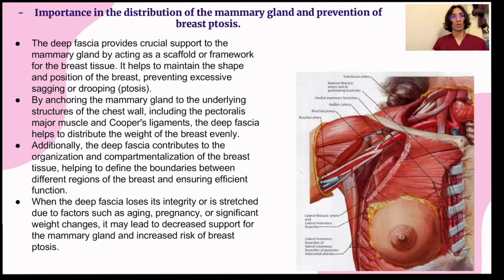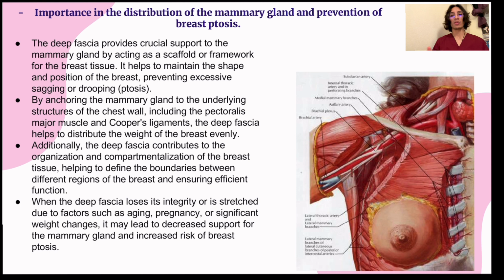Importance in the distribution of the mammary gland and prevention of breast ptosis. The deep fascia provides crucial support to the mammary gland by acting as a scaffold or framework for the breast tissue. It helps to maintain the shape and position of the breast, preventing excessive sagging or dropping. By connecting the mammary gland to the underlying structures of the chest wall, including the pectoralis major muscle and Cooper's ligaments, the deep fascia helps to distribute the weight of the breast evenly.